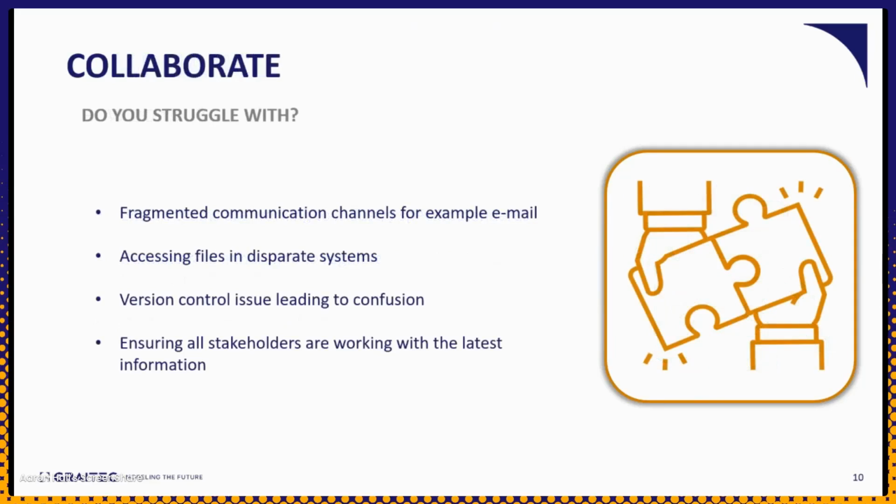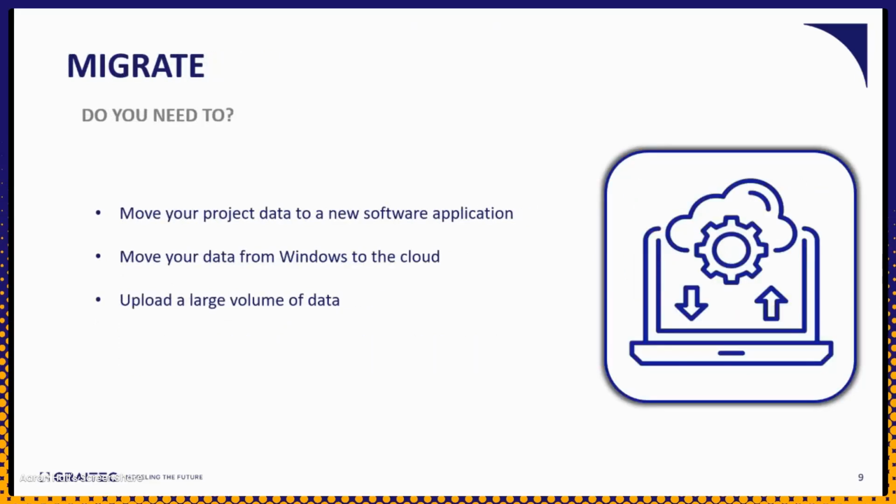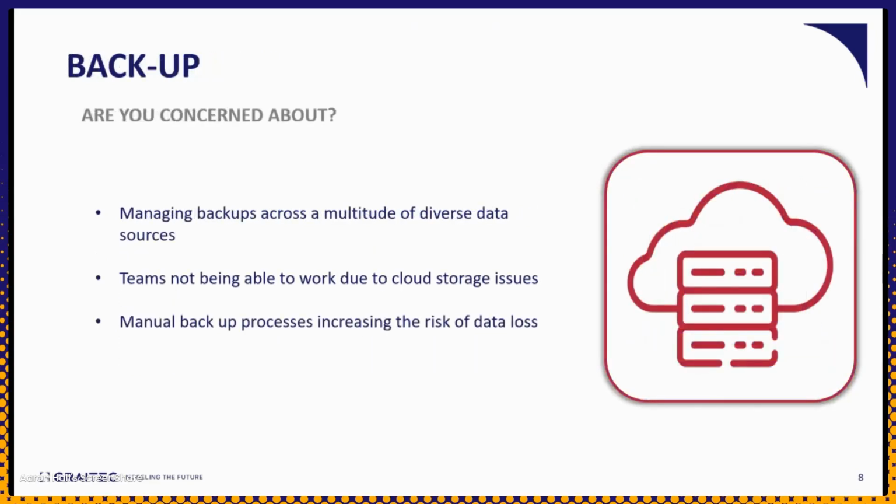Now, I'm going to go back here to backup, since we were just talking about that first. Managing backups across a multitude of diverse data sets. We can have manual processes and increased risk of data loss. File Sync automates backups. Again, that's really nice. We can schedule it, it doesn't have to be a manual schedule. I prefer to run manual backups, but being able to schedule backups to run at 2 a.m. in the middle of Saturday night or something like that is really beneficial.